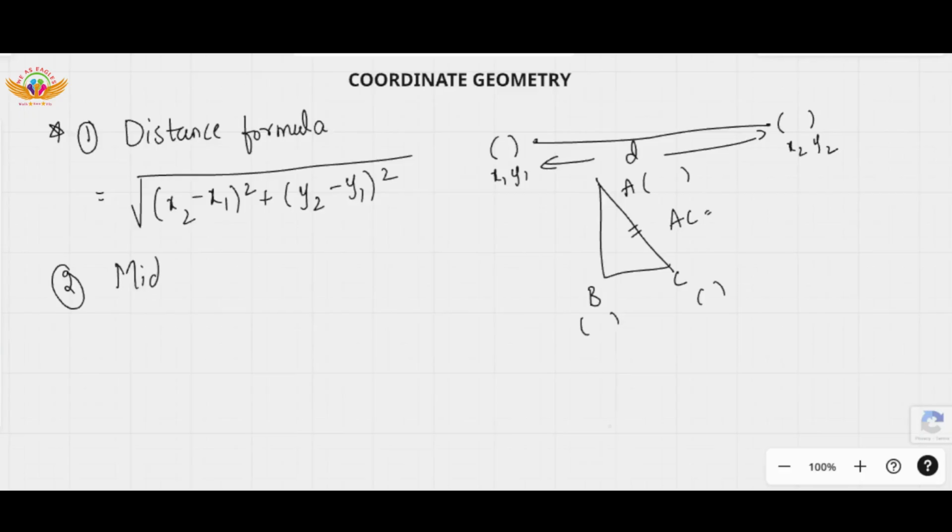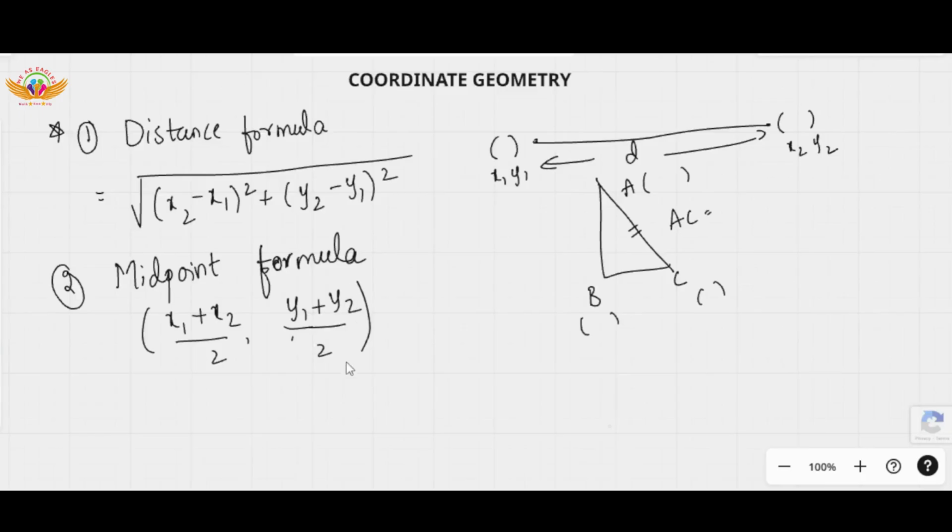the midpoint formula. The name itself is telling us midpoint. So what is the midpoint formula? It is (x1 plus x2) by 2, comma, (y1 plus y2) by 2. Done. This is the midpoint formula.